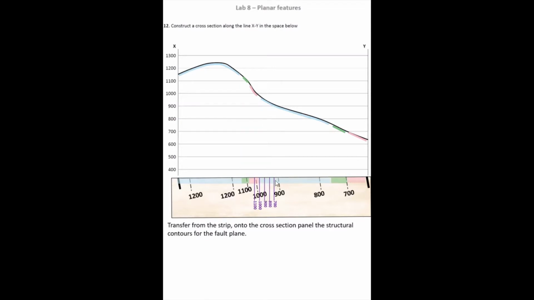Okay, so all of these points here from my cross-section strip, I'm going to draw those at the correct heights on my cross-section panel, and I can join them up to show where the fault goes in the subsurface, and then extend it with a dashed line to show where it would be above the modern day erosional surface.